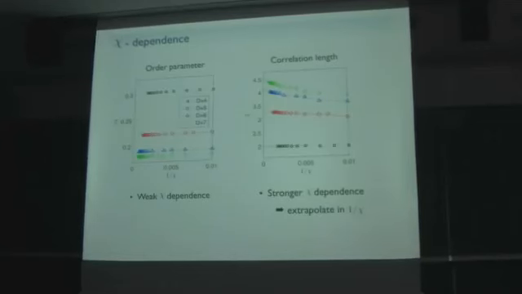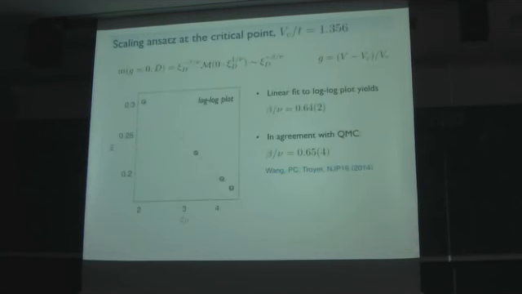Well, here's an example of the chi dependence at the critical point. Typically the chi dependence of the order parameter is very weak, so it's essentially converged. But for the correlation length, there's still a certain dependence on chi, so here we have to take an extrapolation. Okay, so let's try to make use of the scaling ansatz.